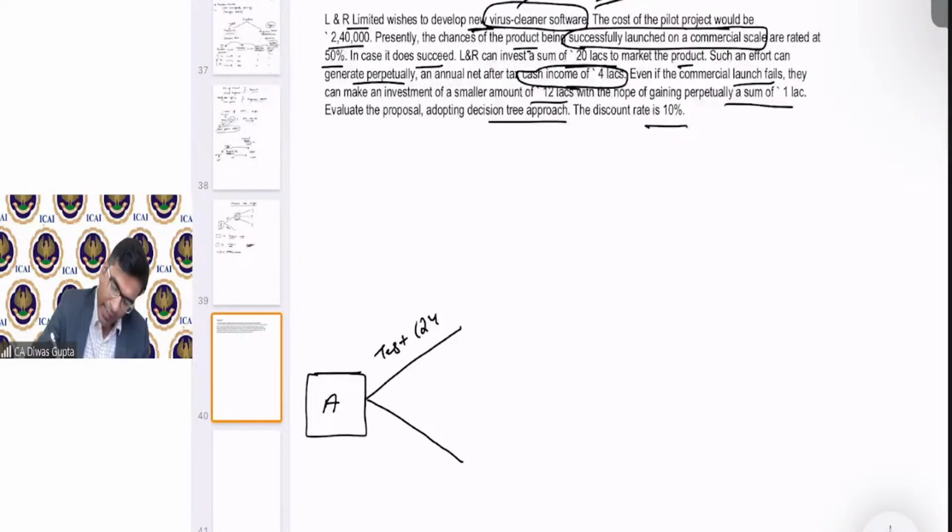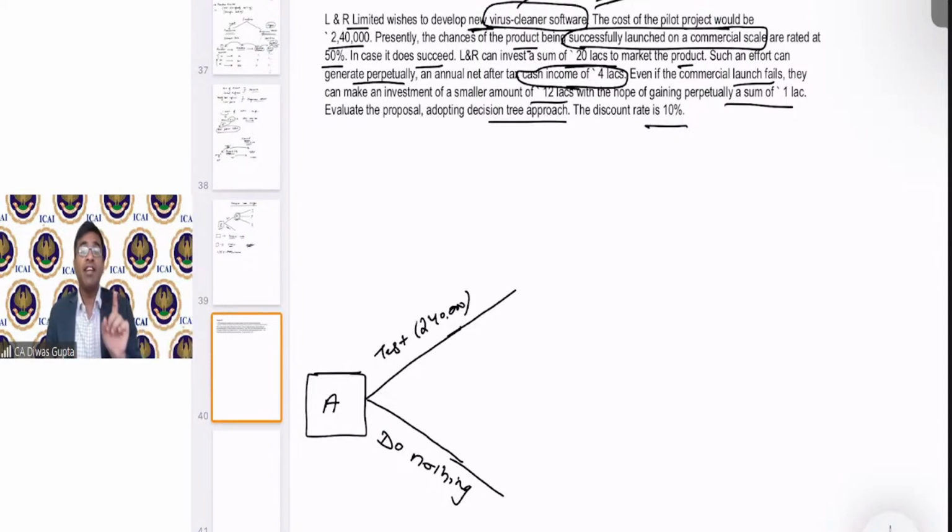The first decision is to test by spending 2,40,000. The other is do nothing. I have one decision point which has two options: one is do nothing, one is test. Now, if I test, there are two chances. So here I will put a chance node, which let's say I will refer to as B.